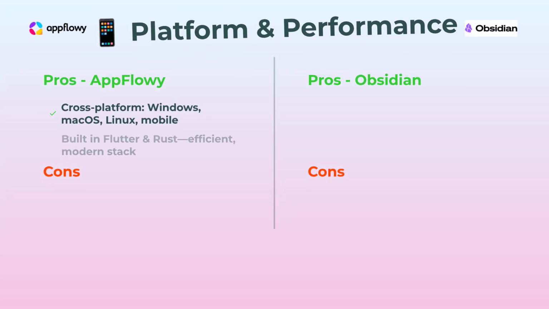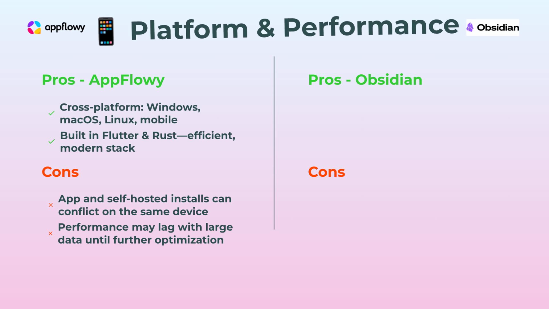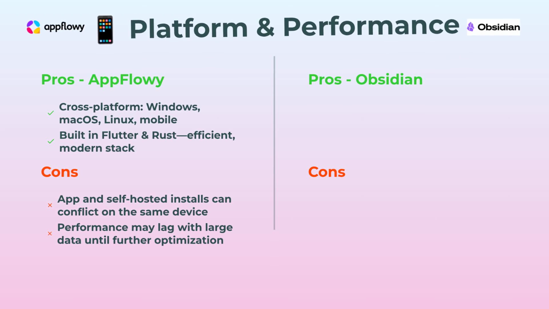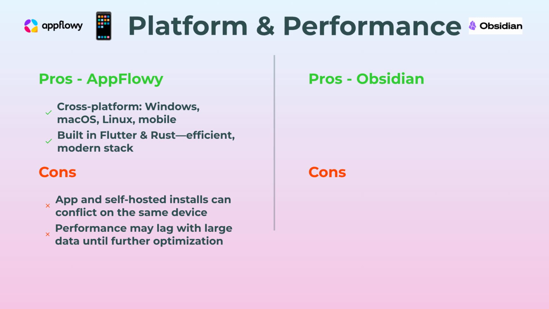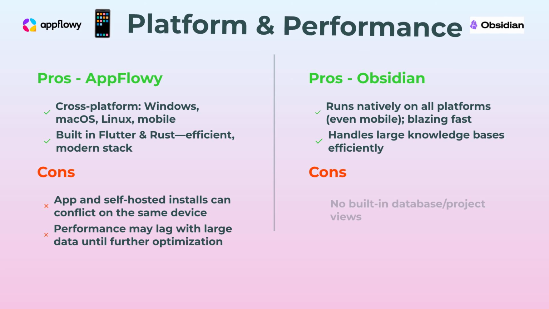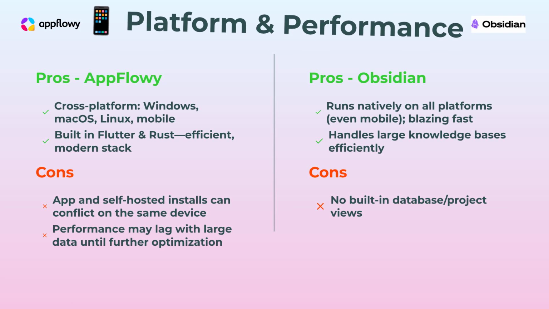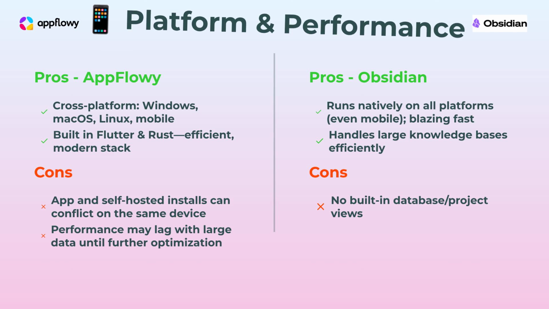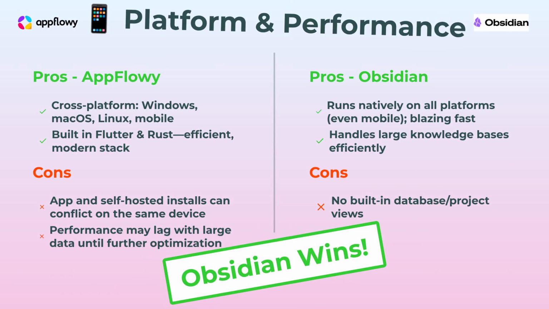Next up, platform and performance. AppFlowy goes cross-platform: Windows, macOS, Linux, mobile, you name it. Under the hood, it's built with Flutter and Rust, modern stuff, but the reality? If you're running a self-hosted server install, you might hit some annoying conflicts, and performance isn't always silky smooth for big databases yet. Now with Obsidian, it's native everywhere, including mobile, and the thing is blazing fast, even with giant piles of notes. So for this category, Obsidian is just well better.